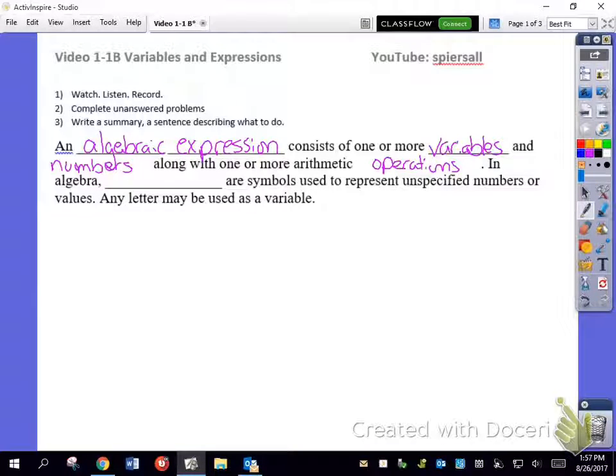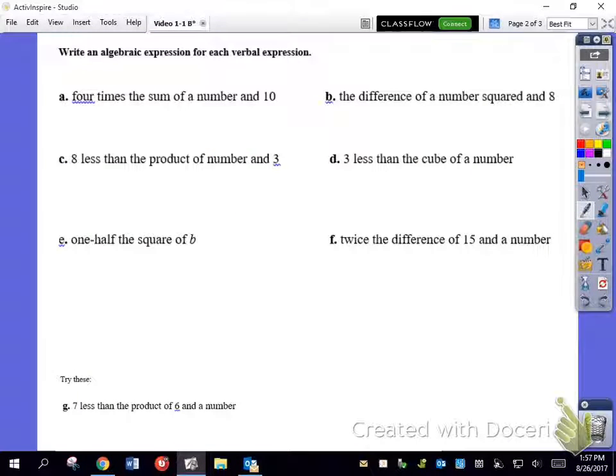In algebra, variables, this is a word that you'll just need to get comfortable with. Variables are symbols used to represent unspecified numbers or values. Any letter may be used as a variable, okay? This is what we talked about the day before, but we're going to look at it again. So remember, you're going to have numbers, variables, and operations, all right?